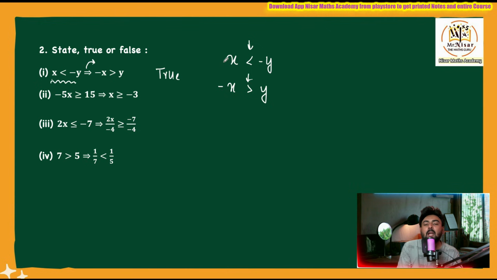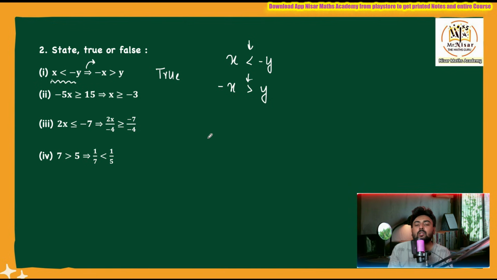When you change both the signs of the terms on either side, the sign of inequality will change. This was our rule number 5. So this is true. Now let's see the second question.